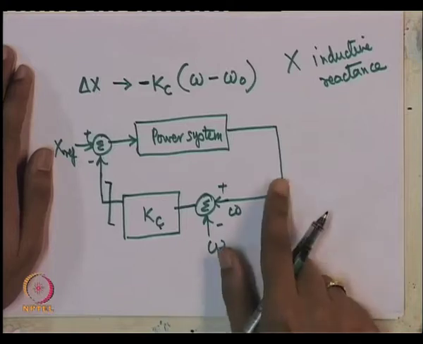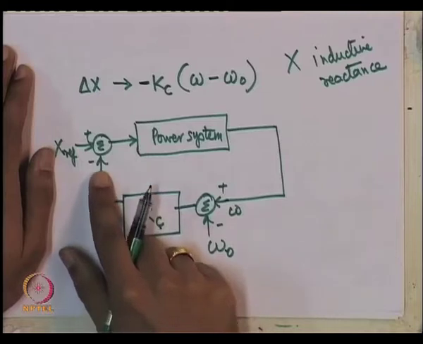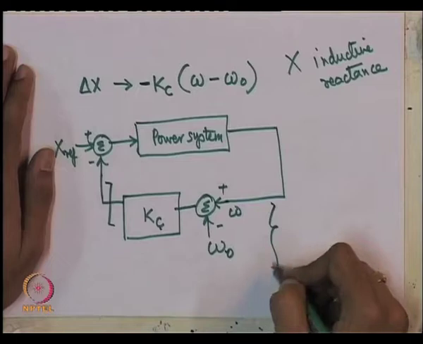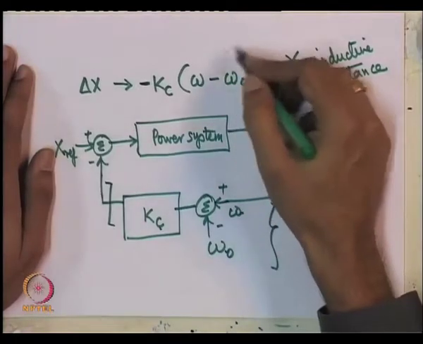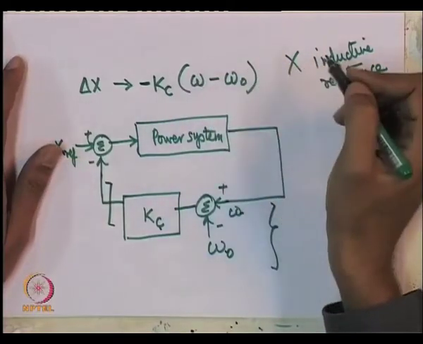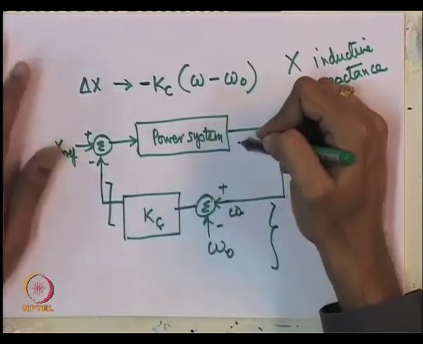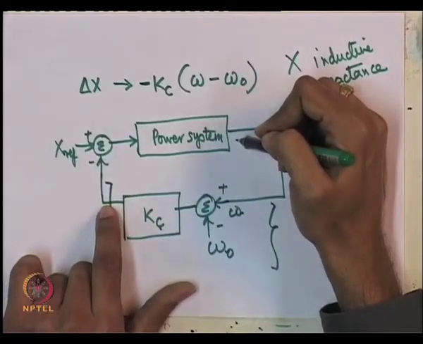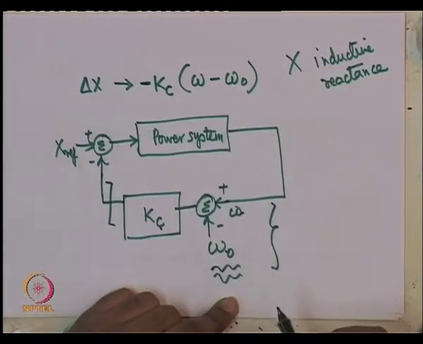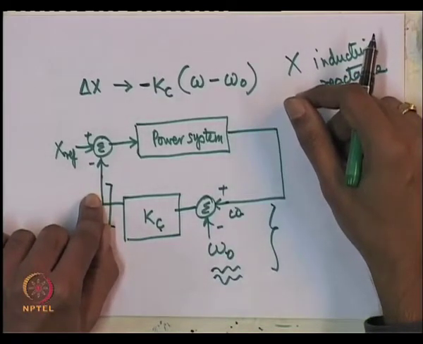The other condition that gets satisfied is that in steady state the output of this will be 0. In this particular system, if I use the signal omega and subtract omega naught from it, for a single machine infinite bus system I do not have to make any special provisions for ensuring that the output is 0. It will become 0 in steady state. If omega naught is the frequency of the infinite bus and it is constant, the output of this particular stabilizer will become 0 in steady state.